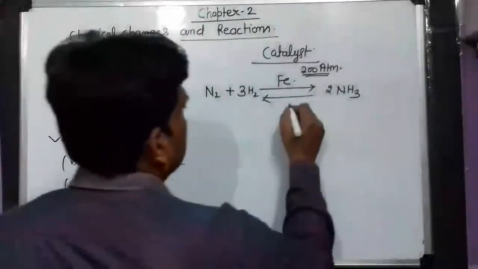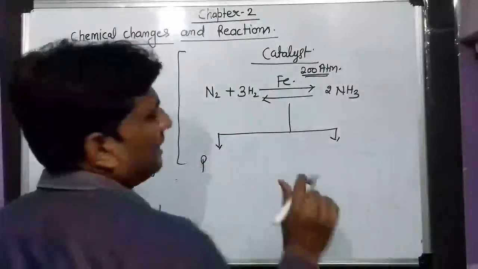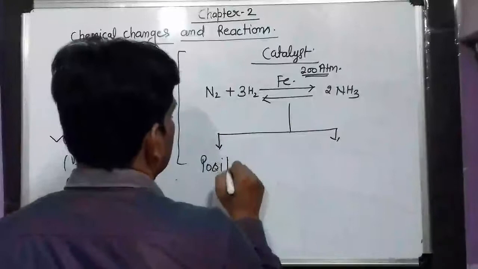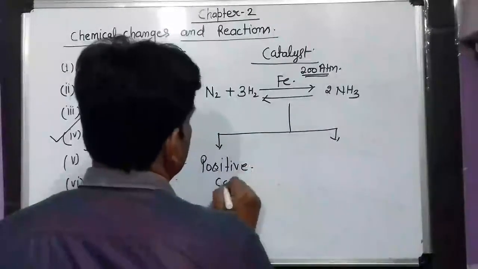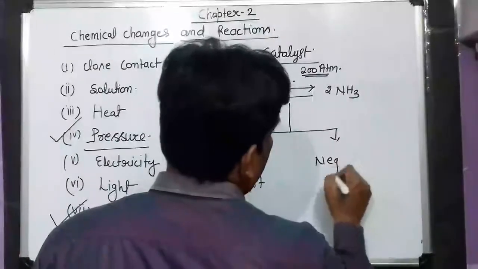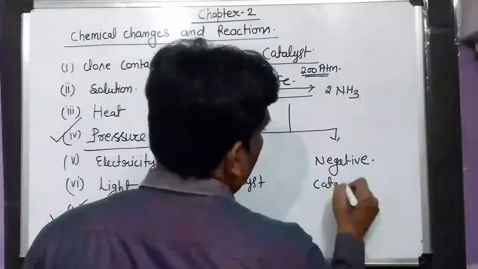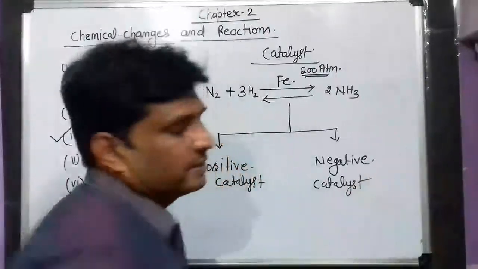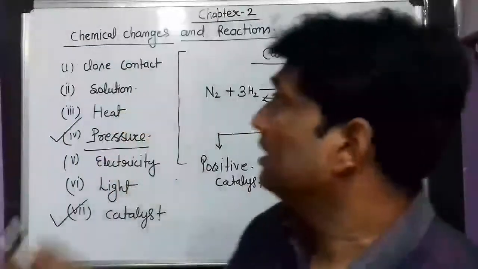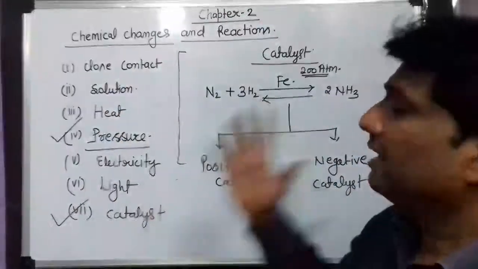Okay, catalysts are of two types: positive catalyst and negative catalyst. So student, this is how we explained all the conditions which are necessary for a chemical change and for a chemical reaction to occur.